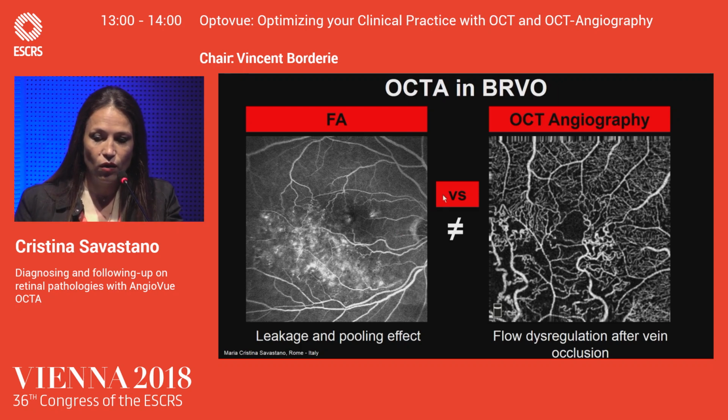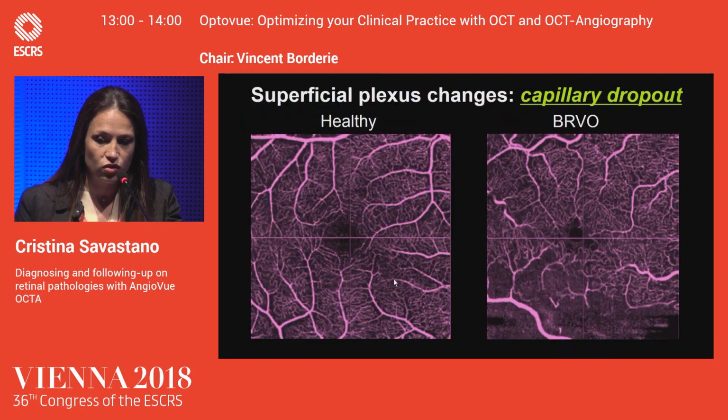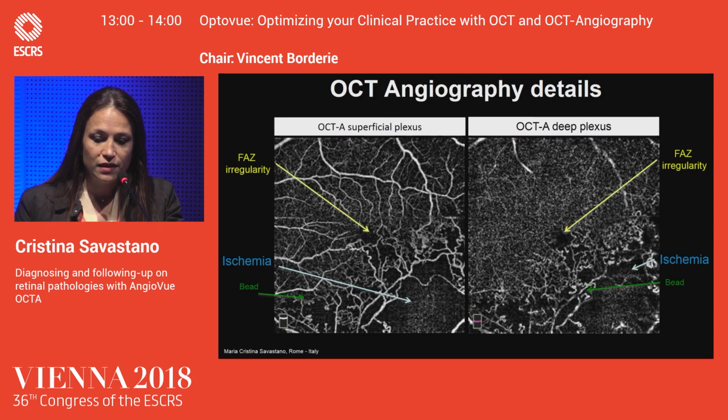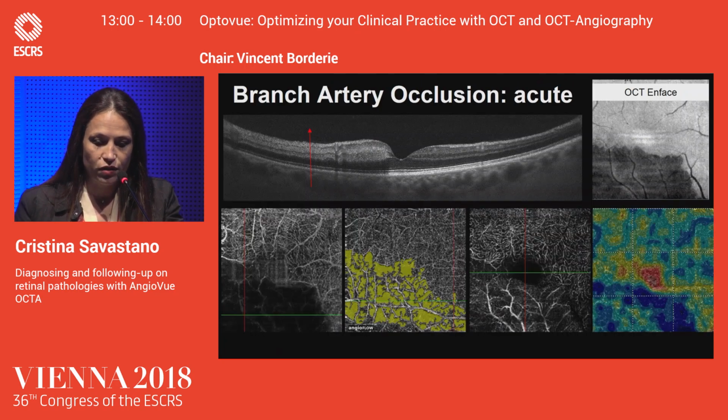Even in branch vein occlusion, we can observe the difference, because flow disruption after vein occlusion is well observable, and is masked by the leakage and pooling effect in fluorescein angiography. This is a comparison between a healthy eye and a branch vein occlusion, where the capillary dropout is well observable in the patient. So, we can see ischemia in both superficial and deep layers. We can see the beading, irregular dilatation, and vascular congestion.